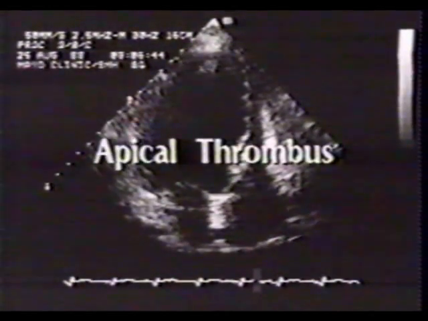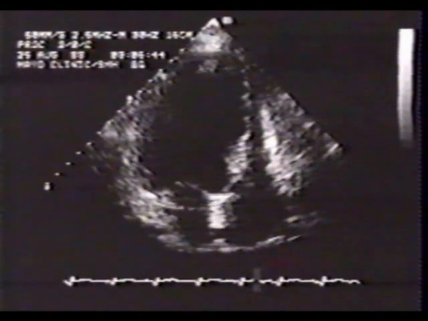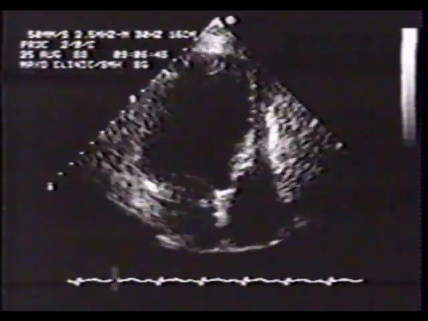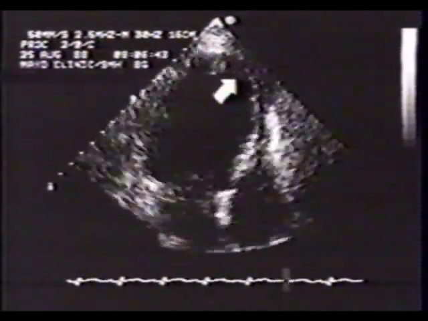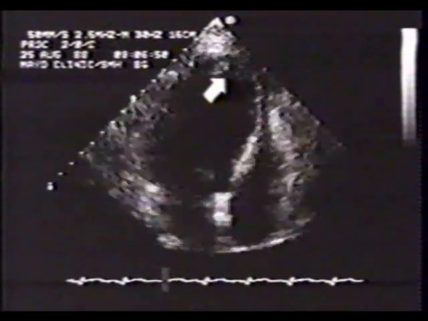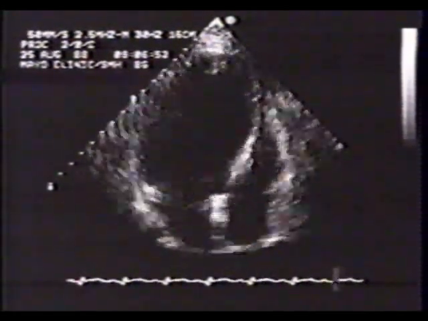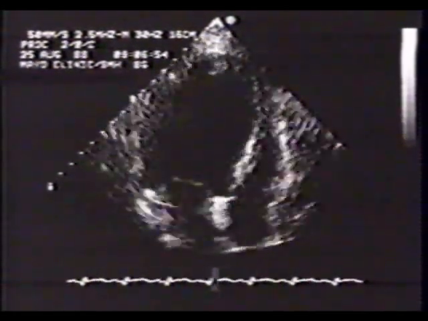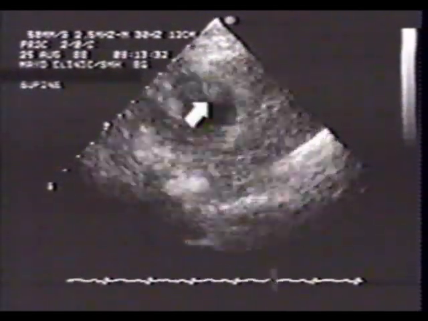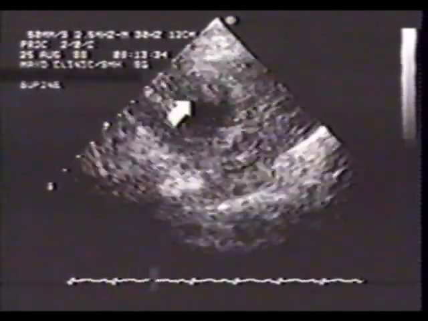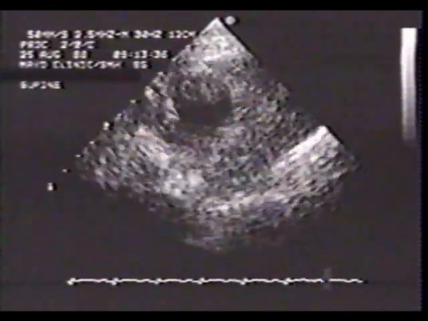This patient was studied prior to hospital dismissal. Despite acute thrombolytic therapy, he sustained a huge anteroseptal apical infarction. In this four-chamber view, there is density at the apex that is suspicious for thrombus. These two small, rounded thrombi are more apparent on this apical short axis view.